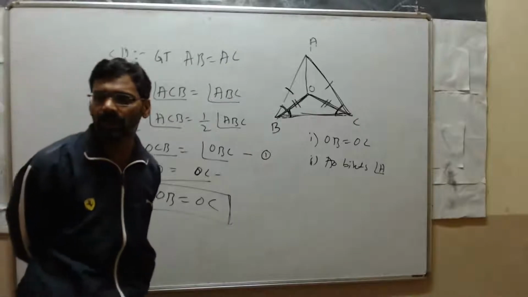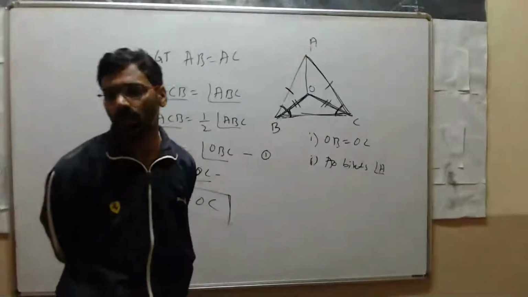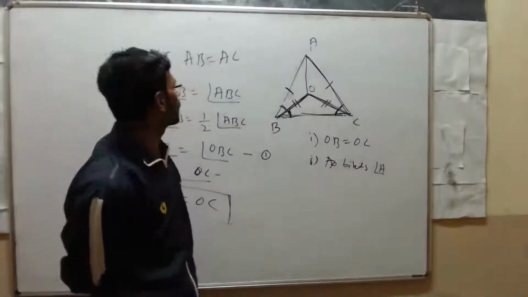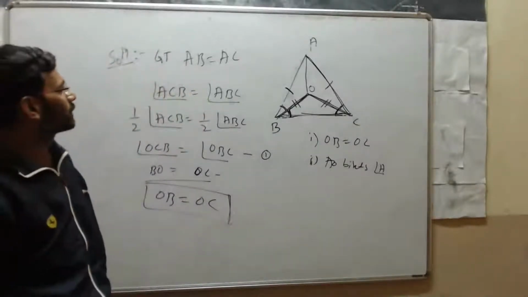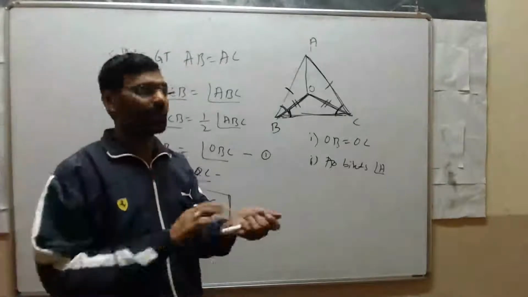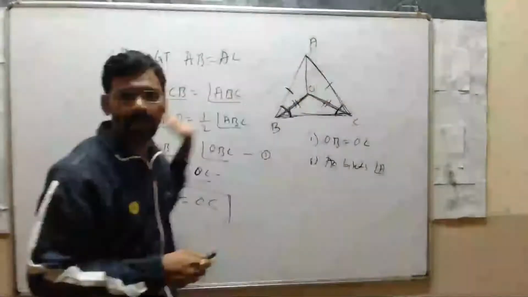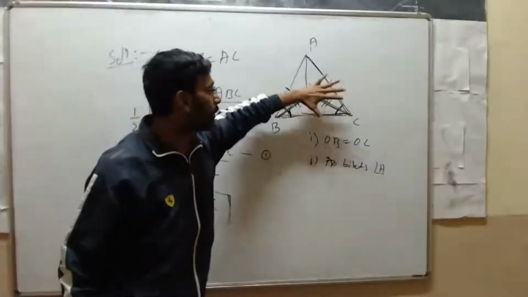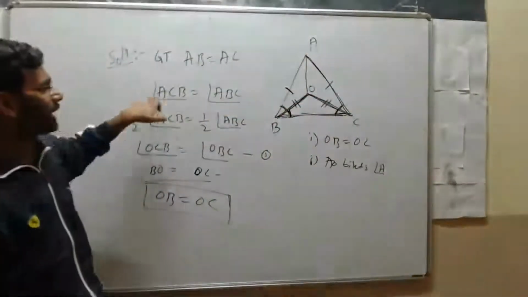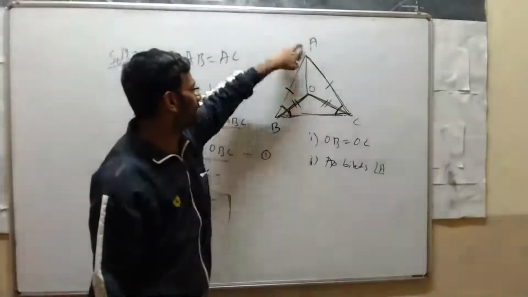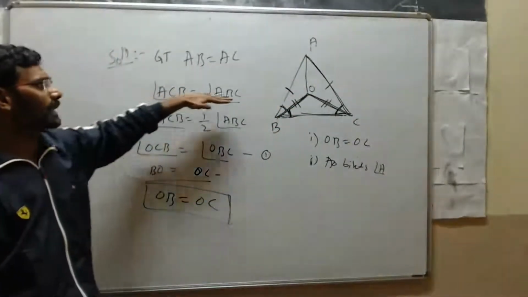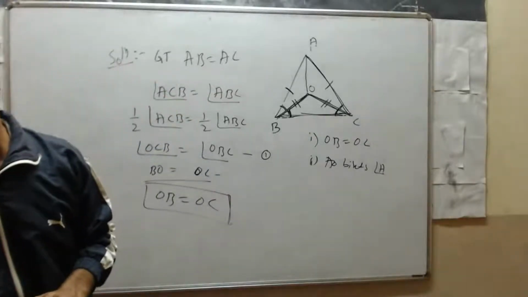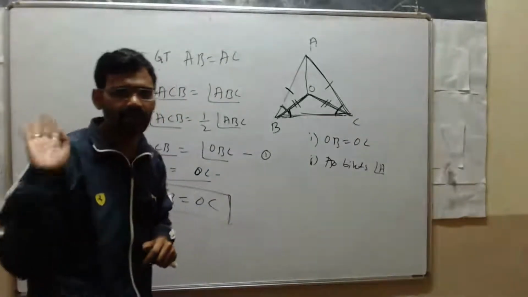AB equals AC means by the properties of a triangle, if two sides are equal, their opposite angles are equal. If AB equals AC, their opposite angles: the angle opposite AB is C. Therefore, angle ACB equals angle ABC, the angle opposite AC. If two sides are equal, their opposite angles are equal to each other.